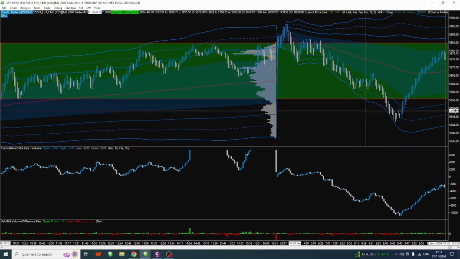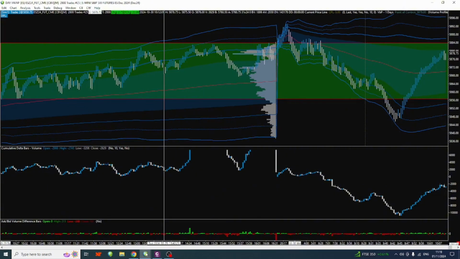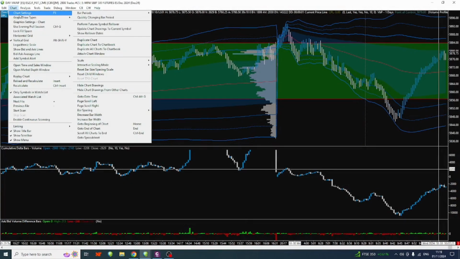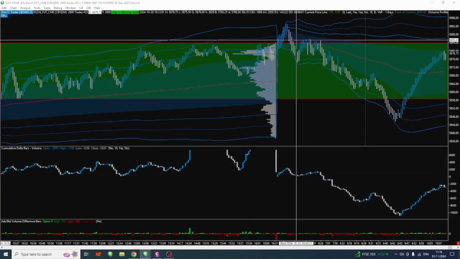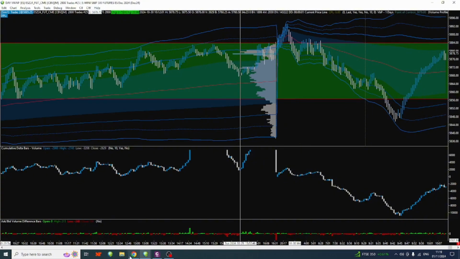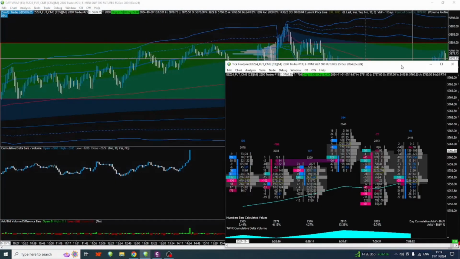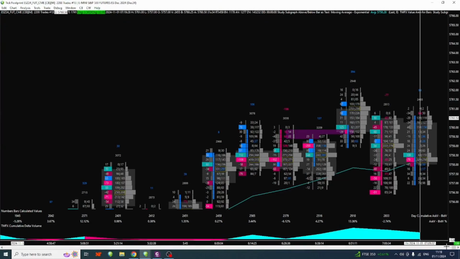So if I look on the footprint chart, the first thing I'll do is look at the delta footprint. Let me just copy these drawing settings over, sorry. Right, so let's have a look.